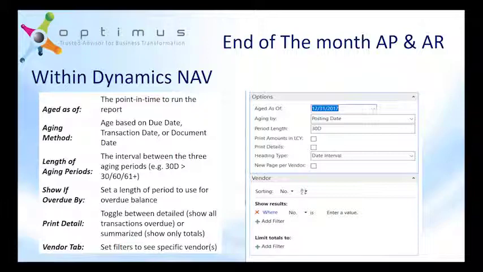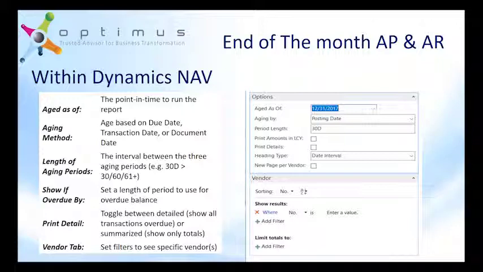Then the length of aging periods will be the interval between the three aging periods that we can include here. So you have seen, I can only see three specific periods in this report, and I would like to see more. Just select how many days you would like to see: 30 days, 30, 60, 90, etc. Okay. Then set a length of period to use for overdue balances, right? Print details toggles between detailed, showing all overdue transactions, or summarized, showing only totals. And in the vendor tab, set filters to see specific vendors if you want, as well as customers. So that will be in the filter section, right?